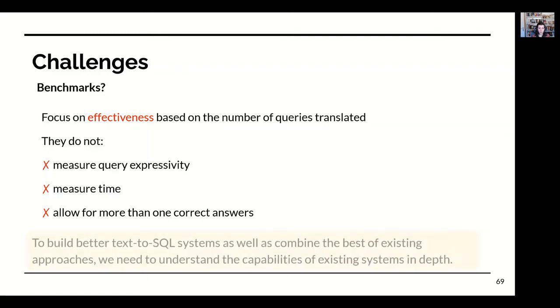So if we really want to understand how systems work in depth, if we really want to understand their shortcomings and their advantages, and if we also want to be able to combine the best of existing techniques and move forward our research and our efforts, we really need to understand the capabilities of existing systems and approaches in depth. So in order to do this, we really need to focus our efforts on benchmarking approaches that allow us to shed more light on what current efforts have achieved.